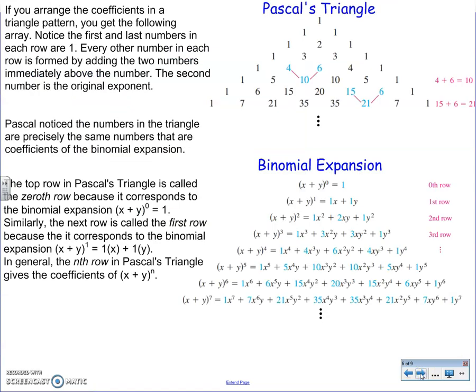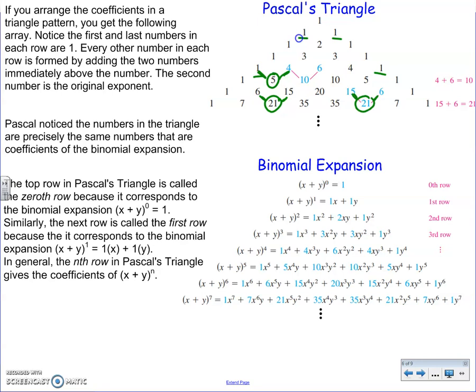So if you arrange the coefficients in a triangle pattern like the previous problems you're doing, you'll get an array. Notice the first and last numbers in each row are 1. So here's 1, then 1, 1, then 1. Every other number in each row is found by adding the two numbers immediately above it. So to get this 5 right here, they added this 1 plus this 4. To get this 21, they added 6 and 15. So you get that.